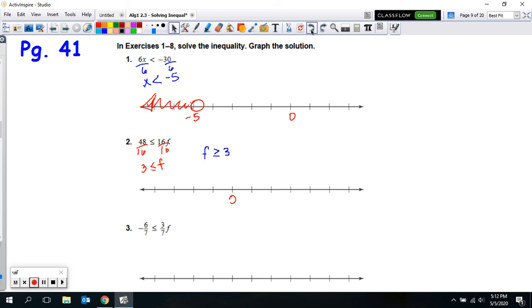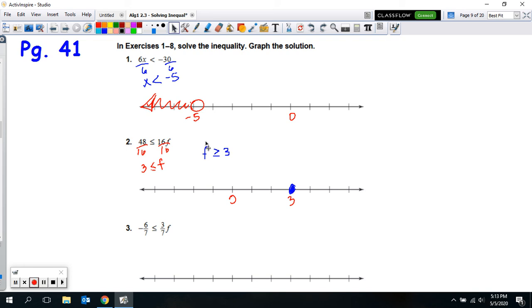So we're going to put 0 somewhere. 3 is going to be 3 to the right. And this is where our closed hole will be, because of the equal to sign down there. So it's got a closed hole, and it says f is greater than 3, so we definitely know it's going to go this direction.